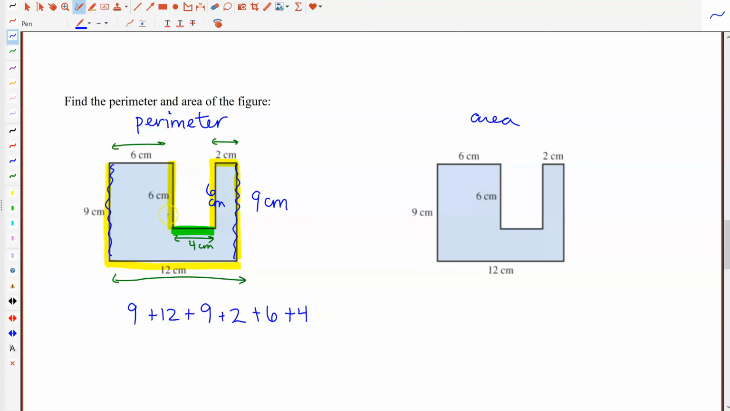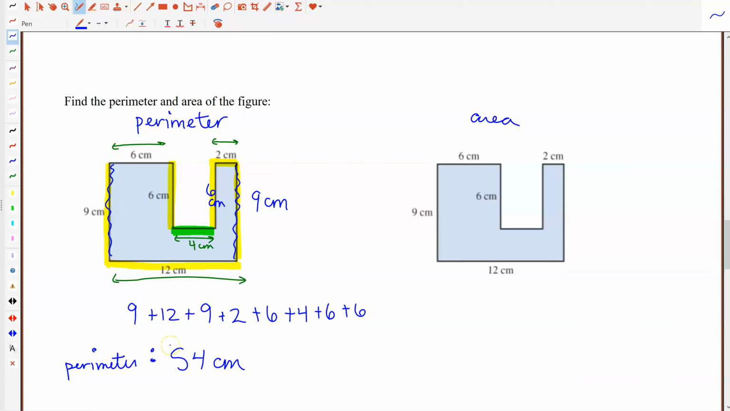Coming up this side right here would be my other 6. And then coming across this top piece right here would be another 6. All right, so if I walk around the outside edge of this figure and add up all of the numbers that I'm seeing along the way, I get that it's going to take me 54 centimeters to wrap around the outside edge of this figure. So that's the perimeter idea.